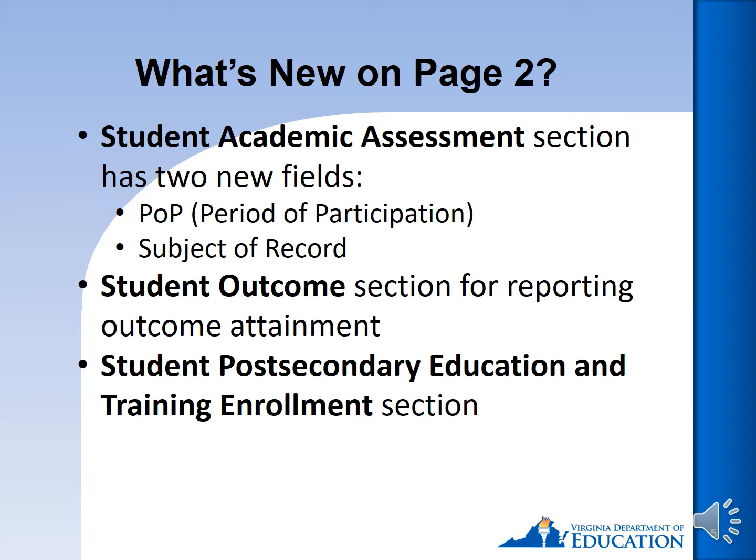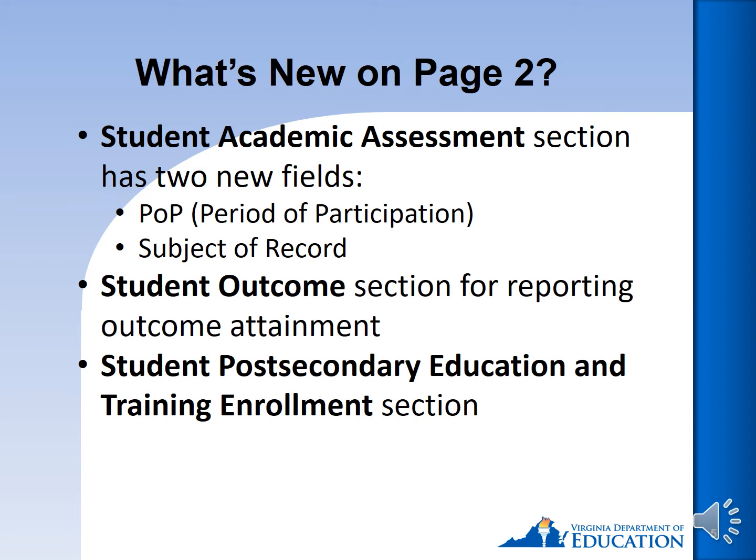In addition to the Student Academic Assessment Information section, there is a new Student Outcomes section for reporting 2 types of outcome attainment. Civics-related outcomes are one type of student outcome. Keep in mind that reporting these outcomes is not limited to IELCE or ELA participants only, but should include any adult education participant who achieves any of the 6 outcomes.